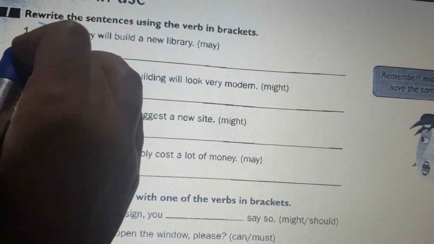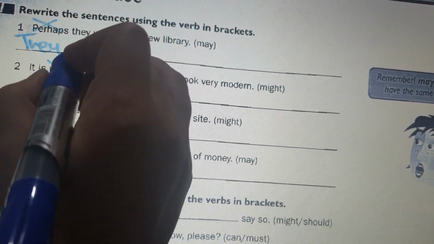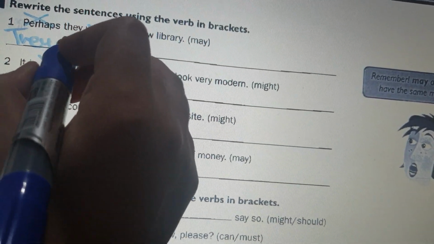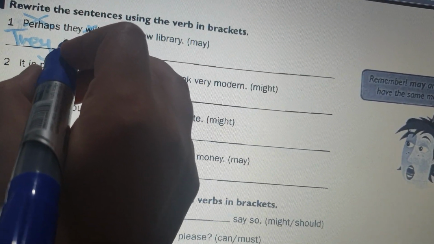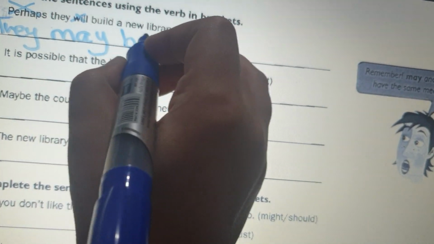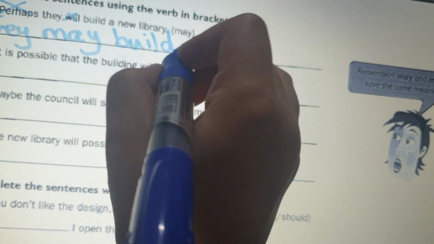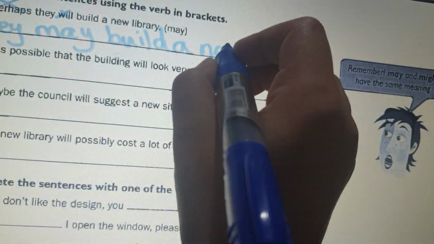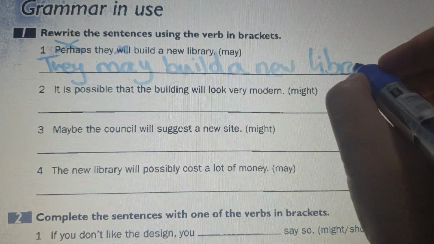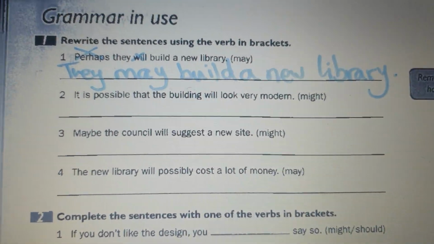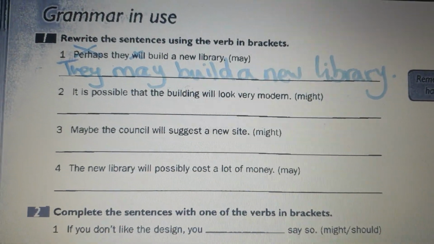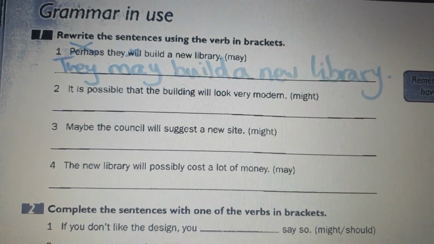and we say they. Perhaps and will also. Perhaps they may build a new library.